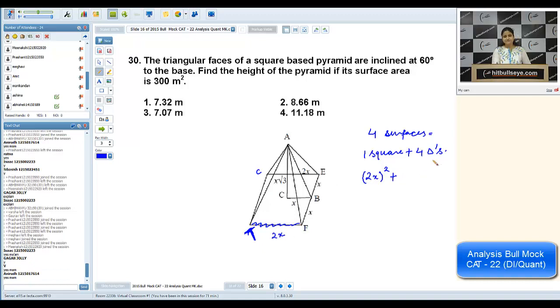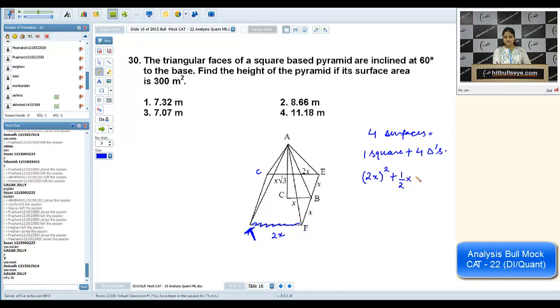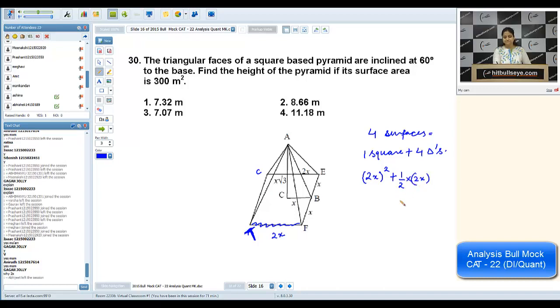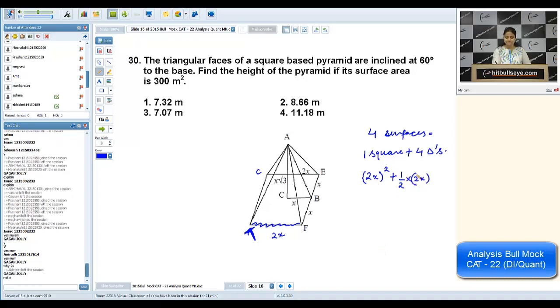Now, what is triangle area? Triangle area will be half into base into height. So basically we want to calculate base and height. As you can see, base will be 2x always, and we will multiply the whole thing by 4, because we have 4 similar triangles here. Now we are interested in finding height of this triangle. Which triangle am I talking about? This triangle.